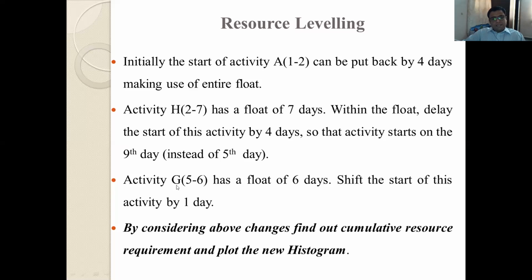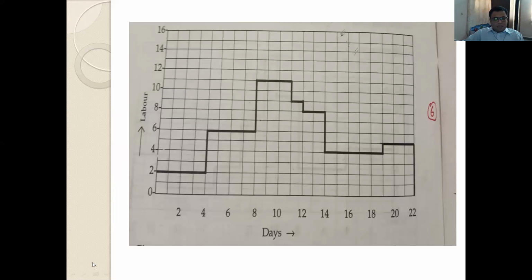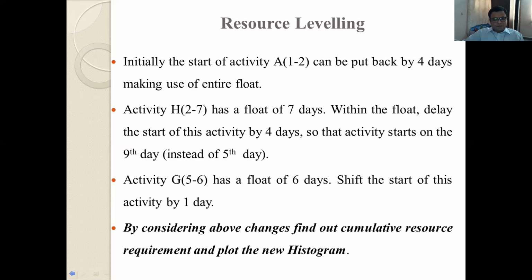Activity G has a float of 6 days. Shift the start of this activity by 1 day. Now you will say, sir, how will it be done? By experience. When you solve a number of examples, you will get that much experience. By considering the above changes, find out again the cumulative resource requirement and plot a new histogram. As we have shifted the activities, we have to find the new cumulative resource requirement.